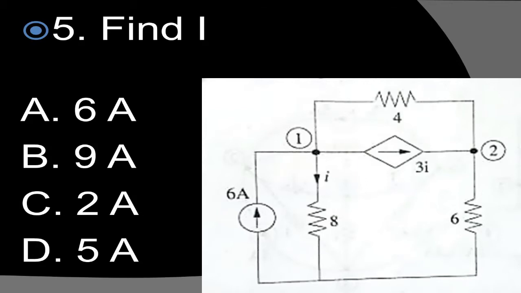Then we have the nodes. We have 2 nodes here, node 1 and node 2. So meaning we'll be using the nodal analysis method. We have the current I here.